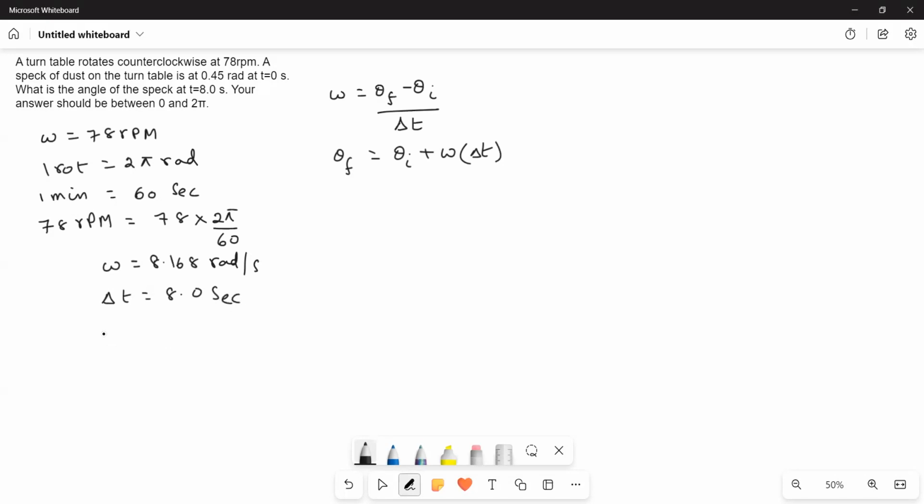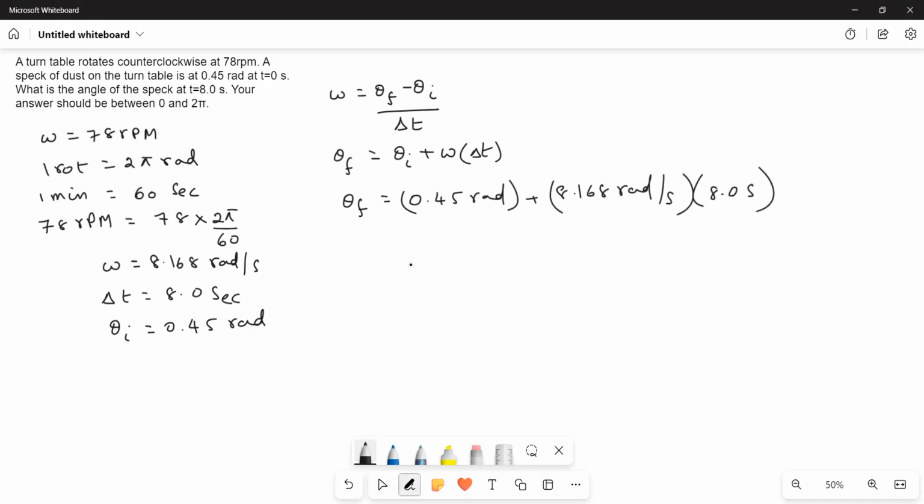Next, theta i is given as 0.45 radians. Now let us find theta f. Theta f is equal to 0.45 radians plus 8.168 radians per second times 8 seconds. Adding these, we get theta f equal to 65.79 radians.